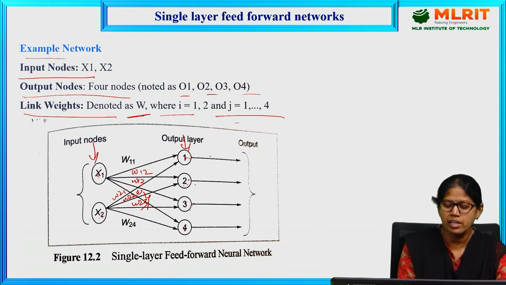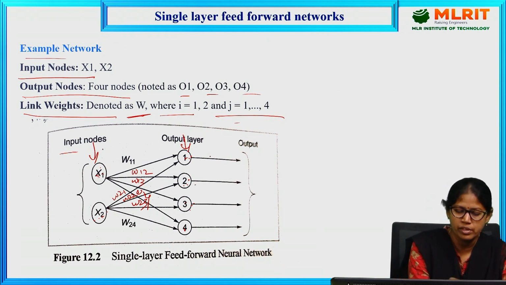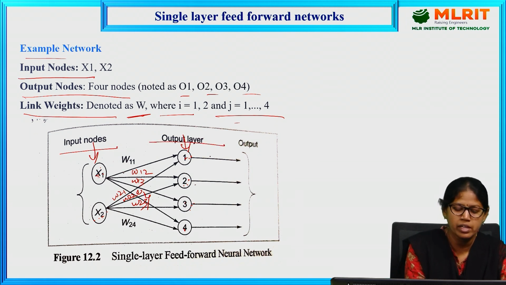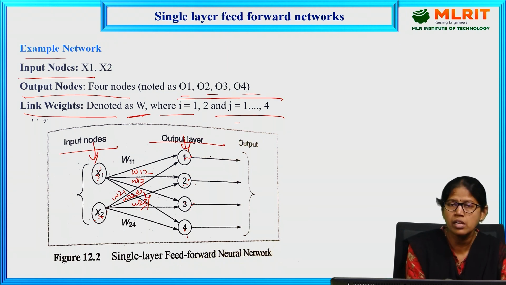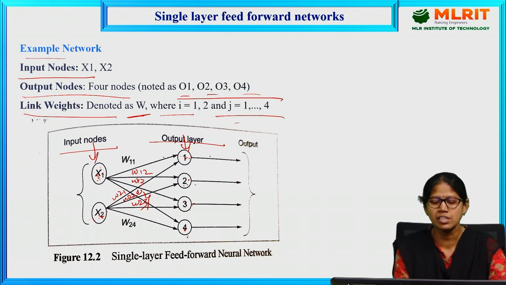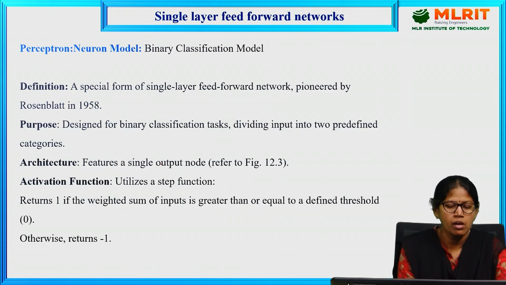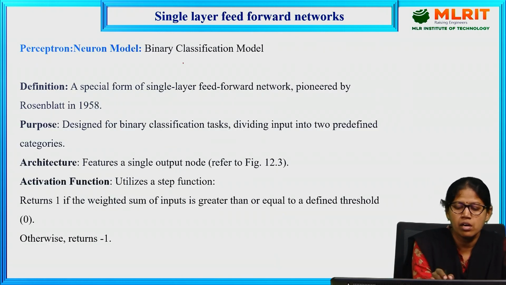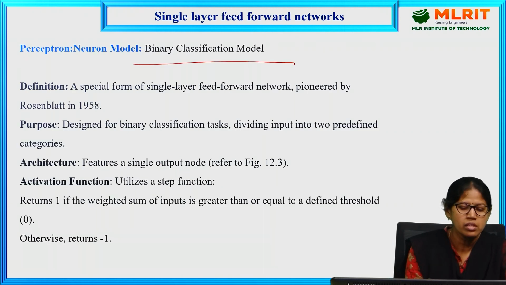The single layer feed forward network consists of an input layer and an output layer. The inputs are, for example, X1 and X2, and the output layer consists of 4 nodes, and every node will have a connection with each other, and that link is associated with a weight. Okay, let's see the binary classification model, that is the perceptron.